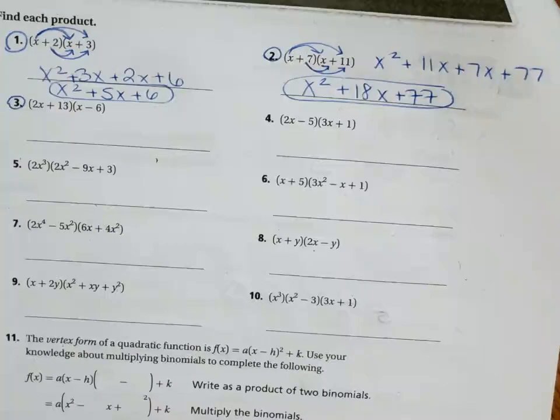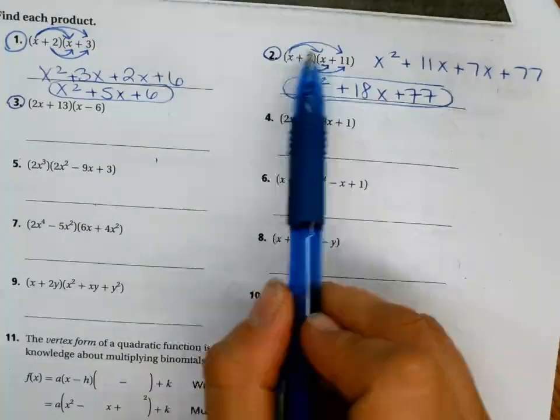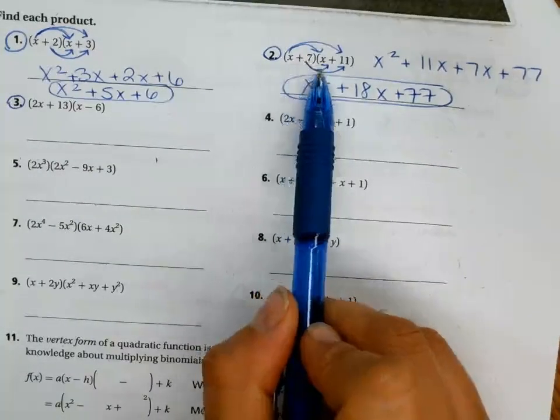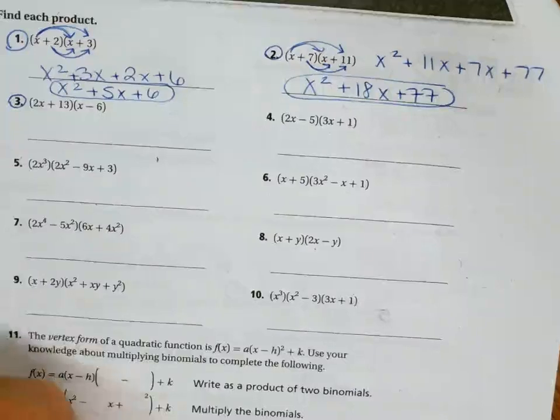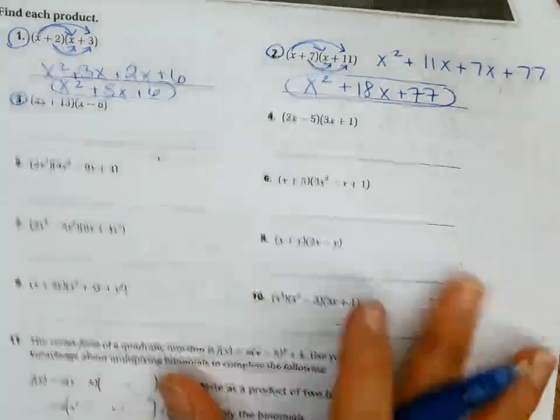You guys get to x squared plus 18x plus 77. You do x times x, x times 11, 7 times x, 7 times 11, and you add it all together. Try number 3.